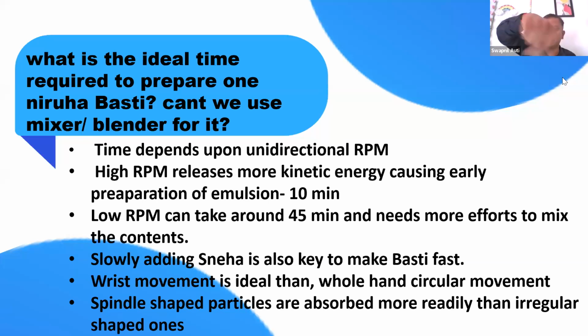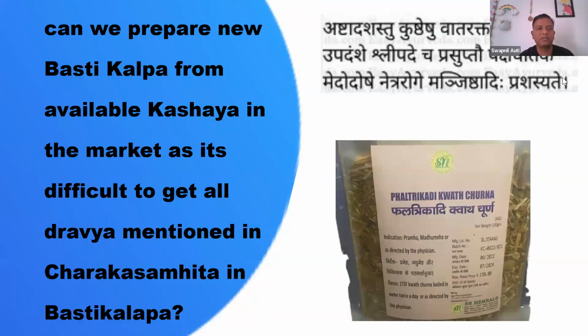But if you are using like this, you are doing faster trituration, and it gives a good emulsion. I tell you that the stability of the emulsion is also good if you are doing it in this faster way. Okay, so it makes the Basti in around 10 minutes. Okay, so slowly adding the sneha is also important. If you are putting all the sneha at a time, it causes the Basti to get separated very early. So these are the points to be kept in mind.